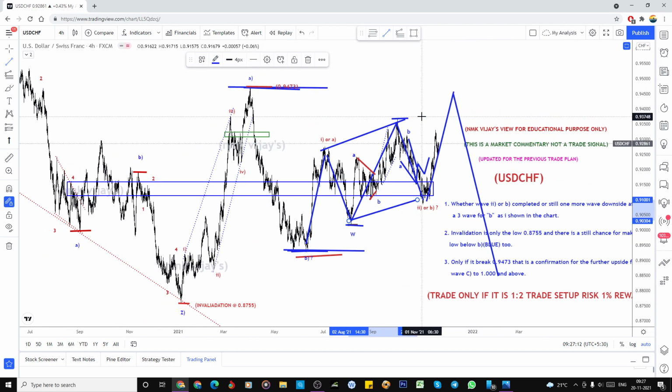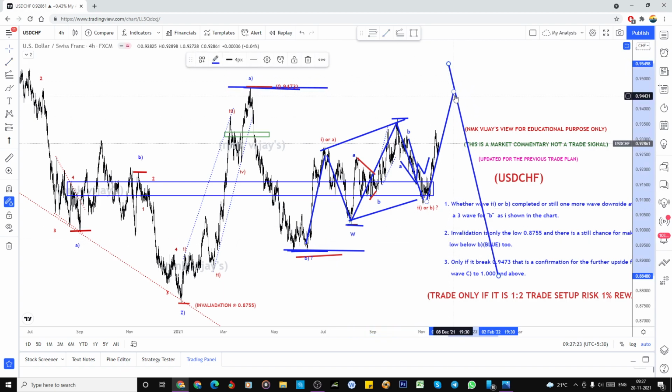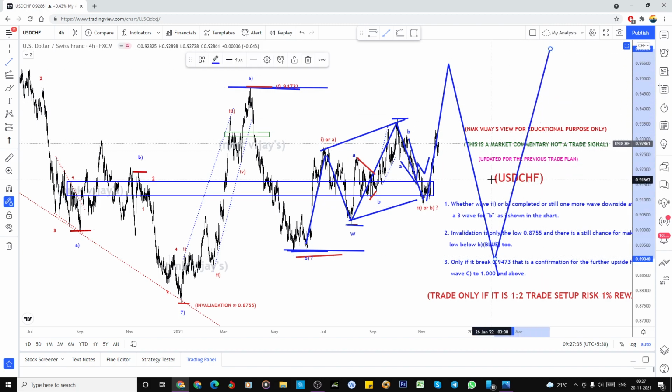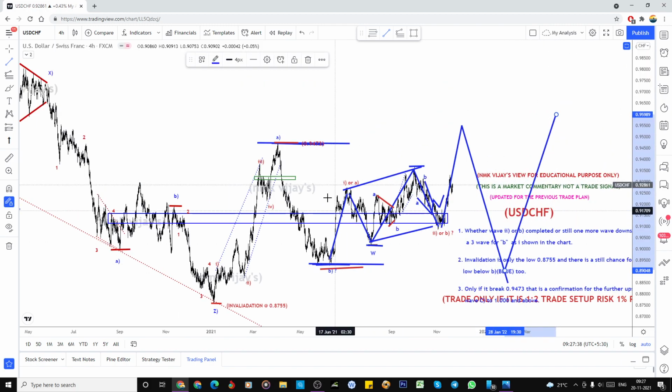That's it, simple. But until it breaks the high, there is a lot of chance of making a low to break this low. In a very, very rare case, which I haven't seen, if it is an expanded flat, it can break this low also, and once it breaks this low, it will immediately bounce from this zone. So this whole thing becomes an expanded flat. It will break the A, and it will break the B also here. So A, B, and C.